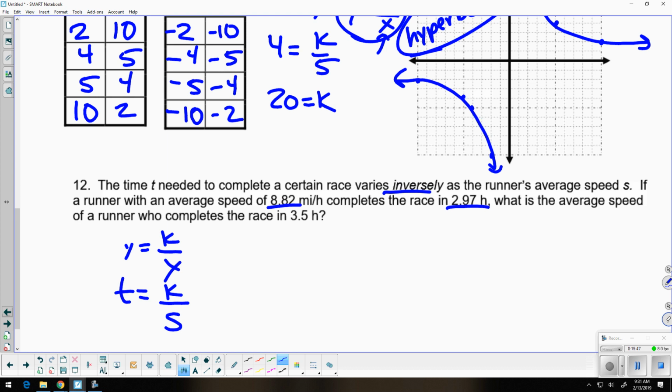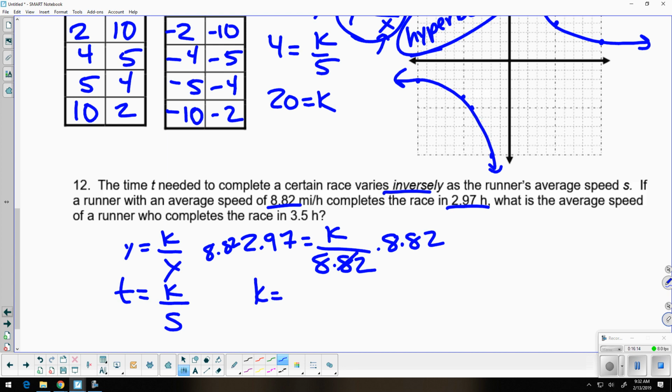So if I plug these numbers in, again, just plug them into the equation that we have. So 2.97, that's a time, so I'm going to plug that in for t, and that equals k over my speed. His speed was 8.82, so let's find k. Figure out what k is. Just multiplying both sides by 8.82, and you're going to want to keep the full decimal. I know it's going to be a kind of a long decimal, but to be most accurate, keep the full thing. So these cancel, but multiplying 8.82 times 2.97, that comes out to be 26.1954. So don't round it, keep the full decimal.